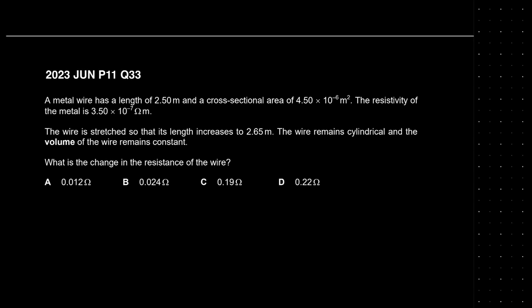A metal wire has a length of this much, cross-sectional area this much, resistivity is also given. So I have rho, I have L, I have A, so I can calculate R, right? The wire is stretched so that its length increases to 2.65 meters, and the wire remains cylindrical and the volume of the wire remains constant. What is the change in resistance of the wire? So R equals rho L over A.